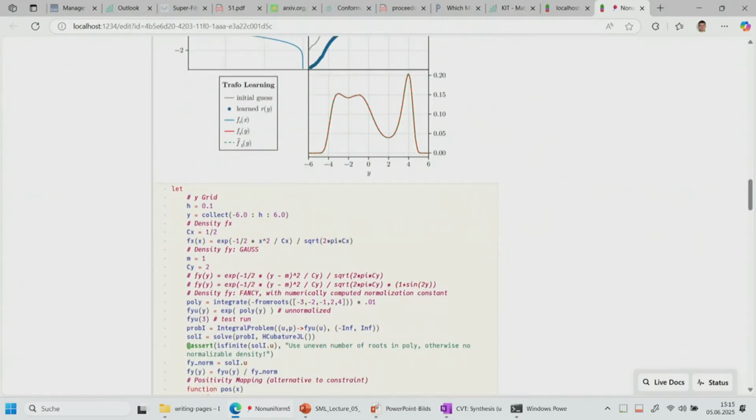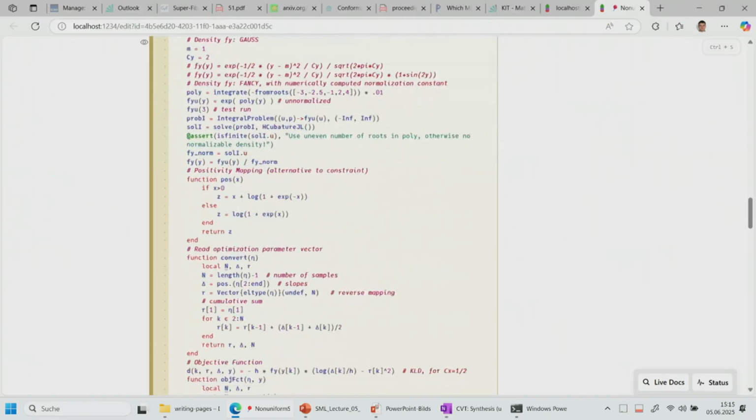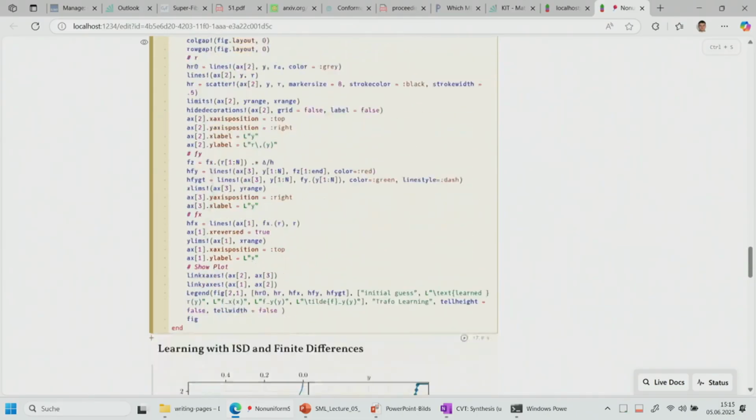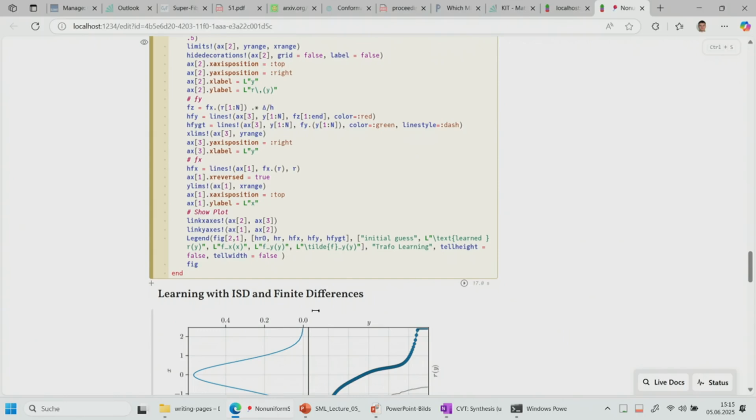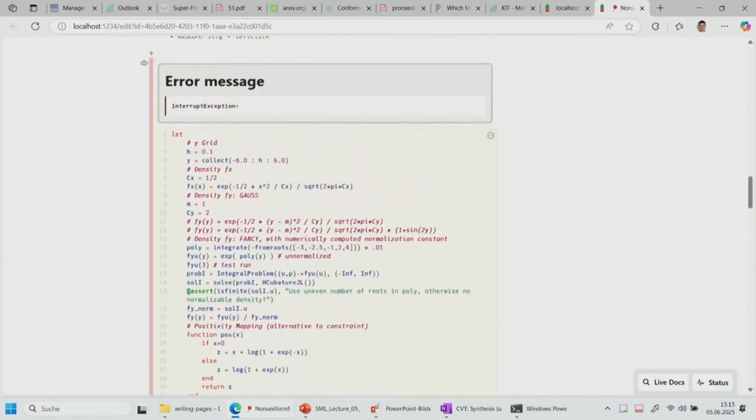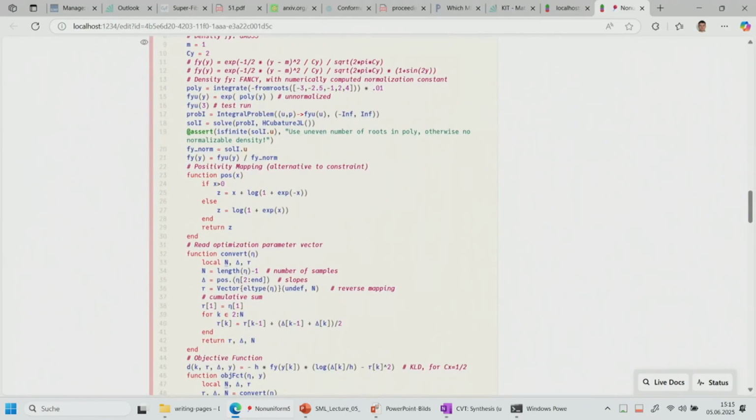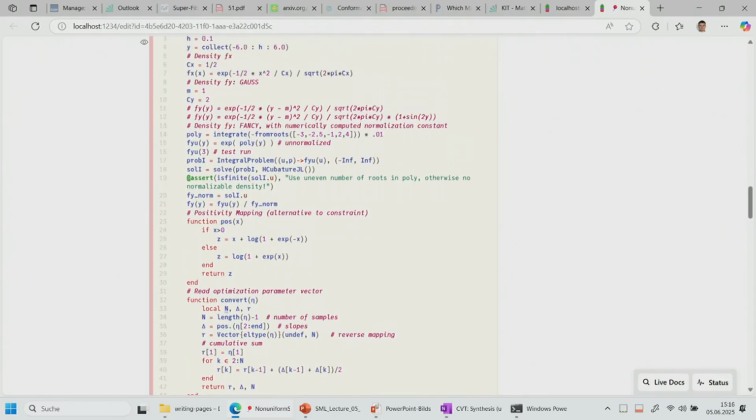I think I can change some things. And then I can run it again.